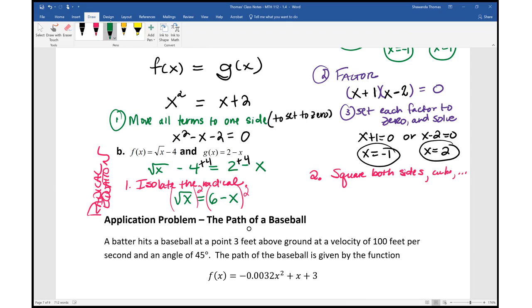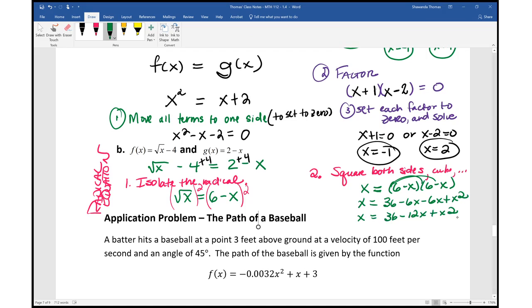So what do we get? On the left side, the radical and the squaring are inverses, so we get just what's under the radical, which is x. On the right side, we need to write this out twice. That's how you square a binomial. You write it out twice and you FOIL. So that's 36 minus 6x minus 6x plus x squared. So x equals 36 minus 12x plus x squared.